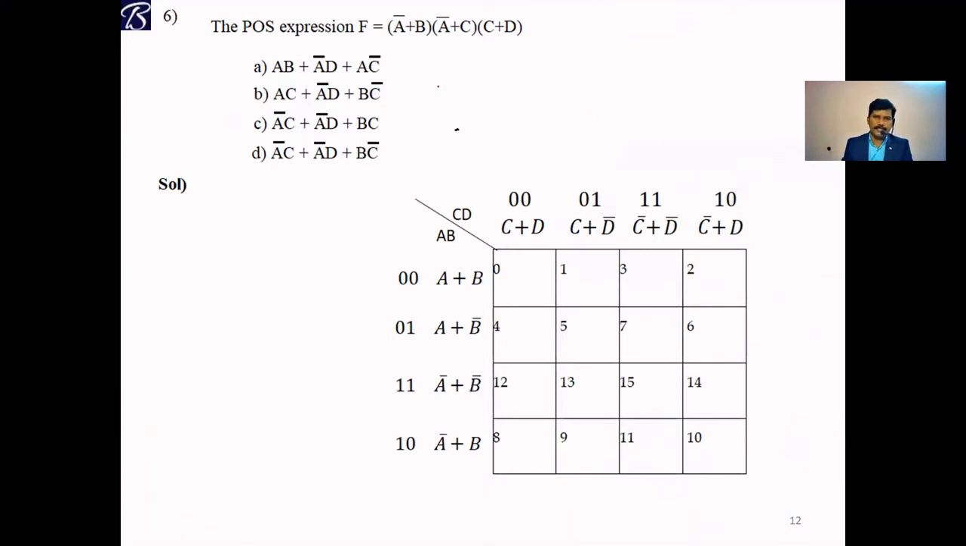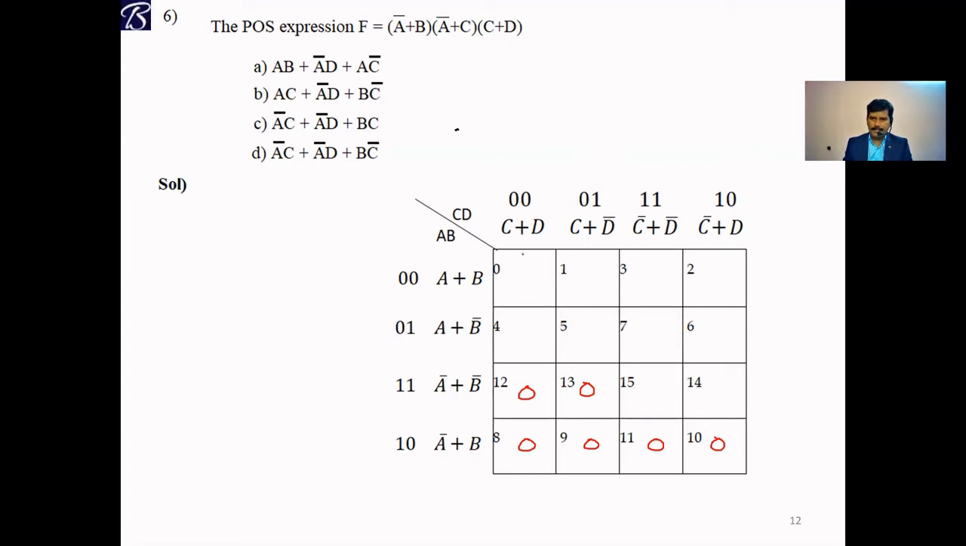Here the POS expression is given: A bar plus B, A bar plus C, C plus D. We need to find out the SOP form. Please note down here. Since this is a POS expression, we need to consider zeros. So this is A bar plus B, and A bar plus C. The common term is A bar, and C is the common term here, these two. So these two zeros and these two zeros make one quad. Lastly, C plus D.